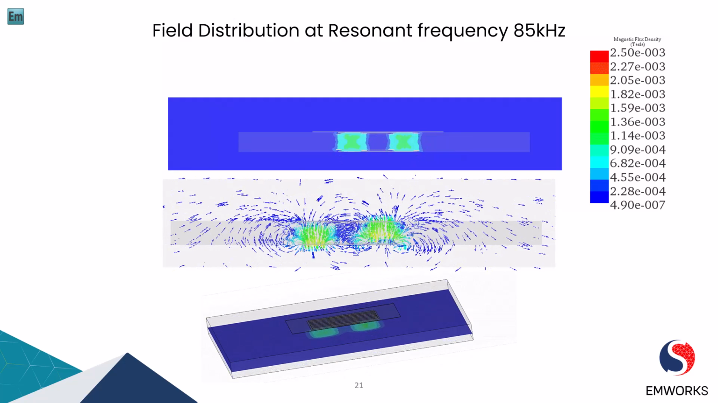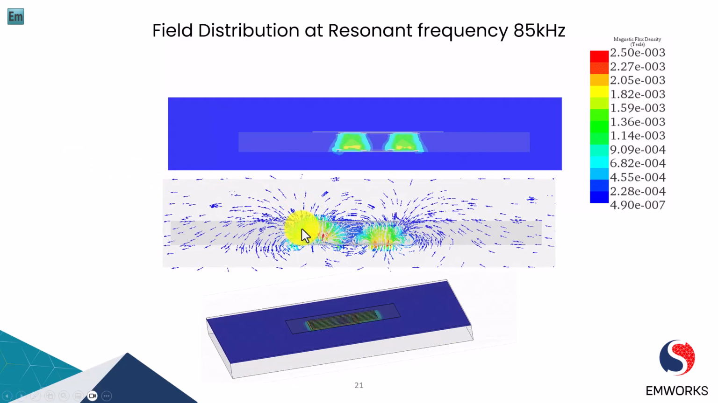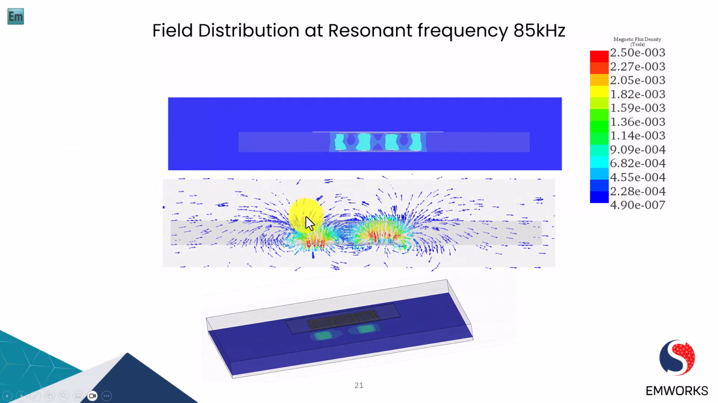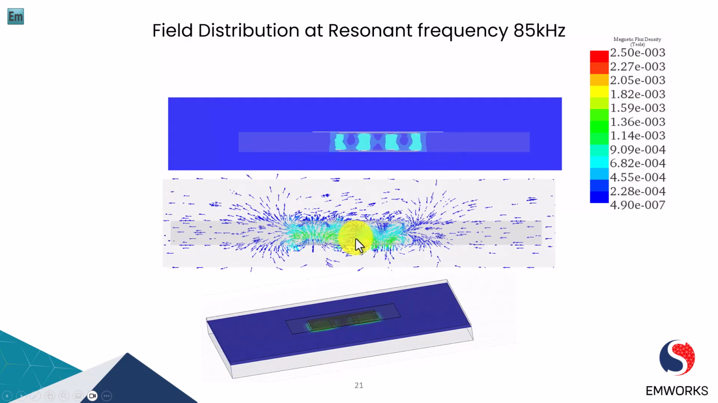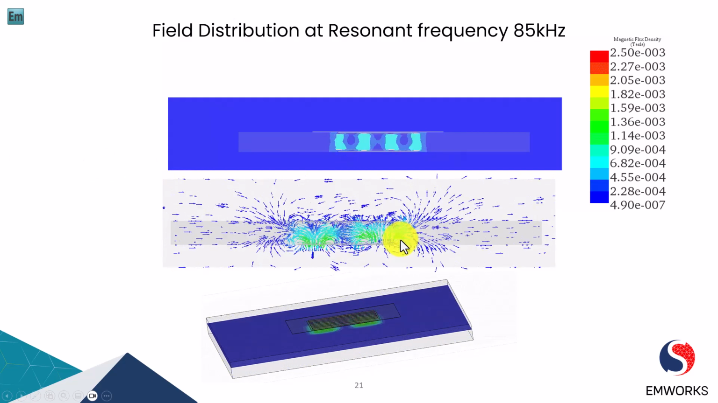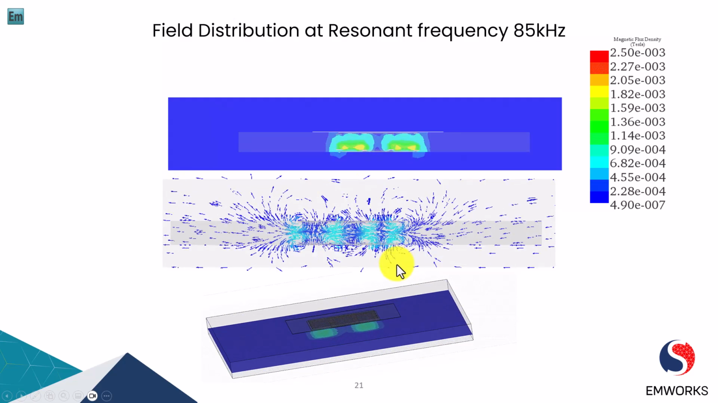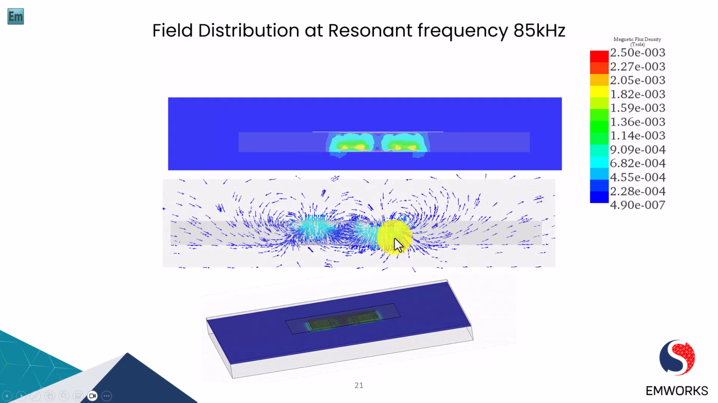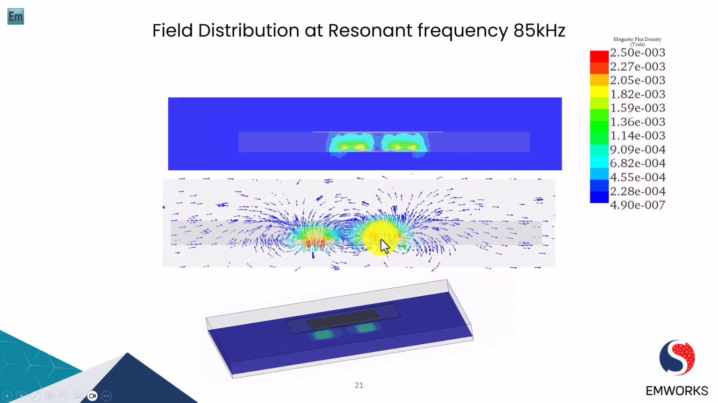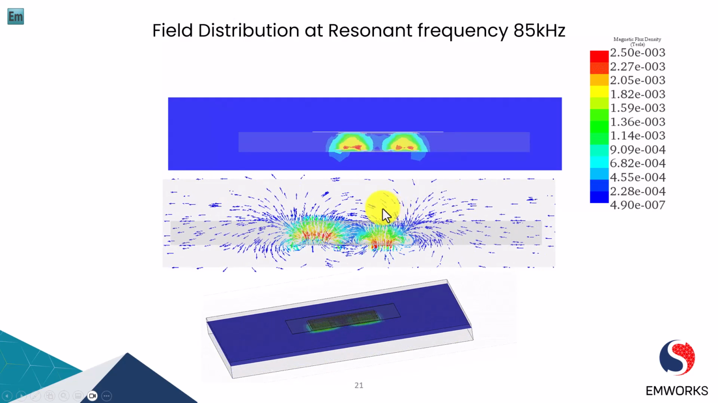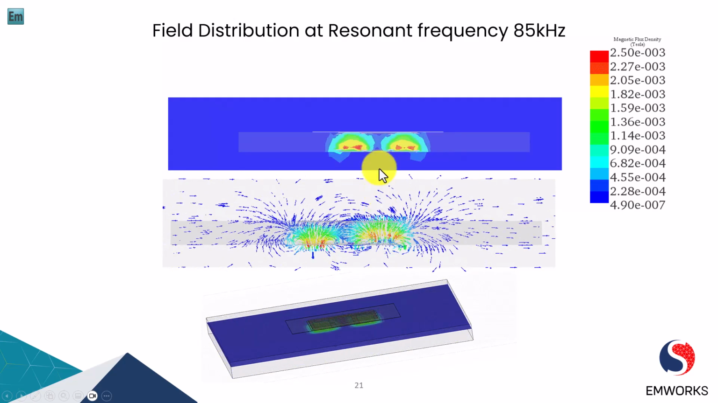So the magnetic field lines, as can be seen here, are concentrated in the region between the transmitter and the receiver coils, with the strength of the field decreasing as we move away from this central region. The magnetic field is highly localized and penetrates only a small distance into the surrounding environment.